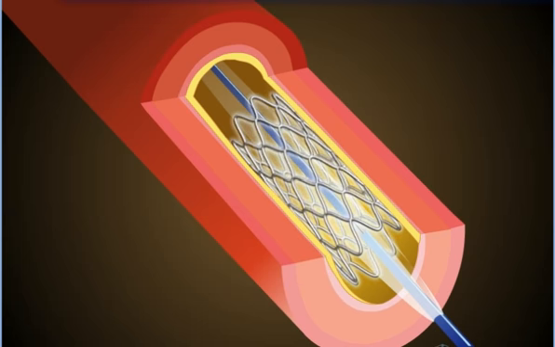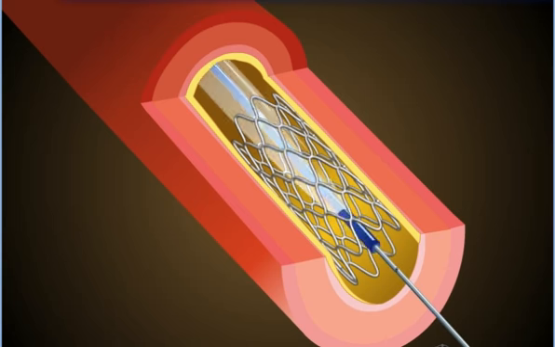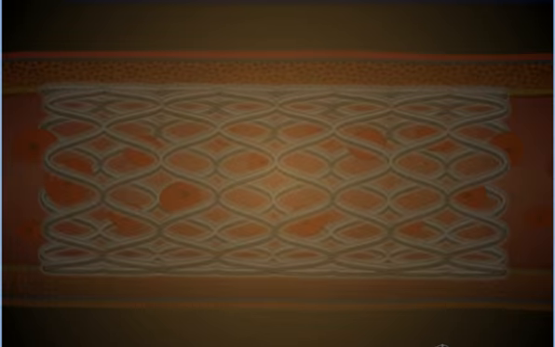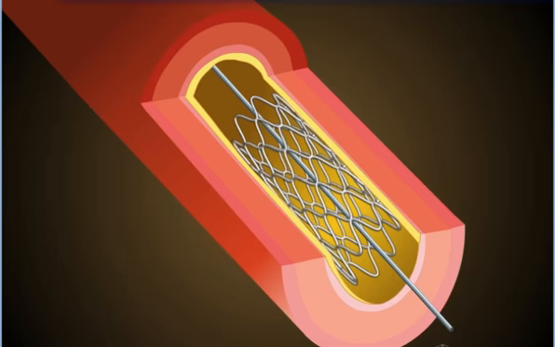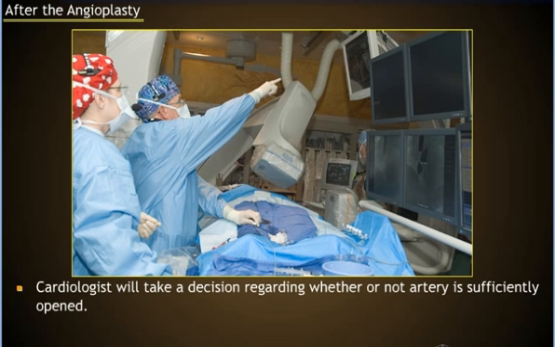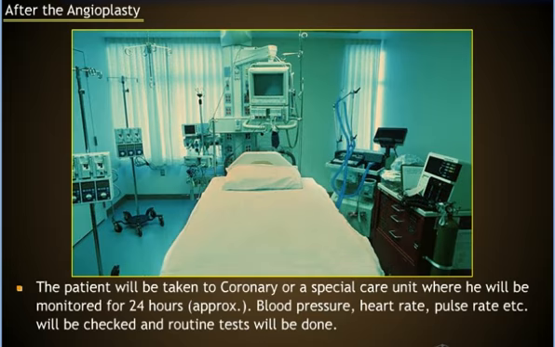Once the stents are in place, the balloon catheter is removed and angiograms are taken to evaluate blood flow through newly widened artery. Finally, the guide catheter is removed and procedure is completed. After the angioplasty, cardiologists will take a decision regarding whether or not artery is sufficiently opened. The patient will be taken to coronary or special care unit where he will be monitored for approximately 24 hours.